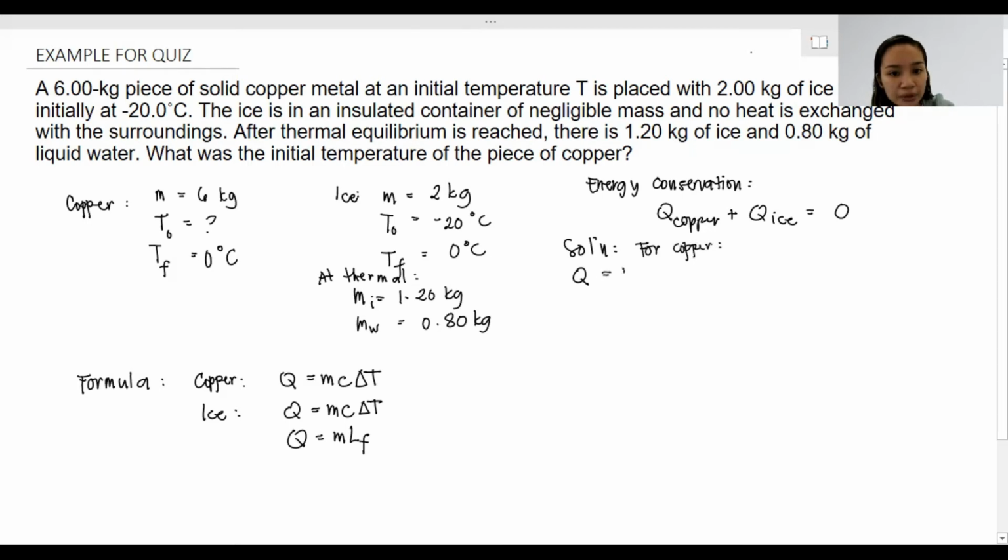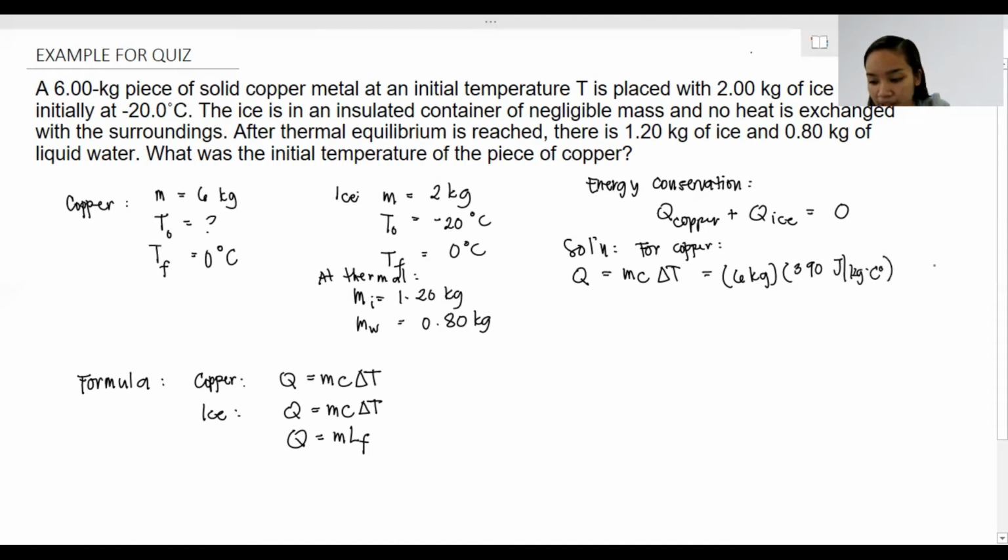So Q is equal to MC delta T. Now our mass is 6 kilograms. Our specific heat for copper, that is 300. Sorry, I didn't write it, or I haven't included it in the given. But the specific heat of our copper is 390 joules per kilogram degree Celsius.